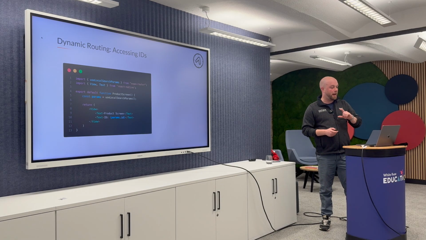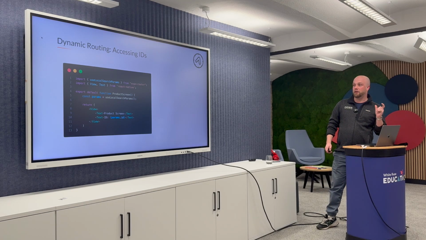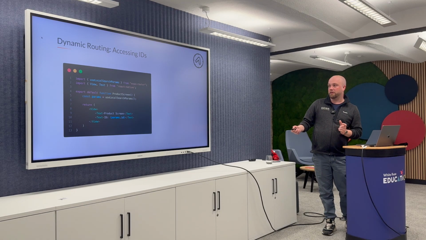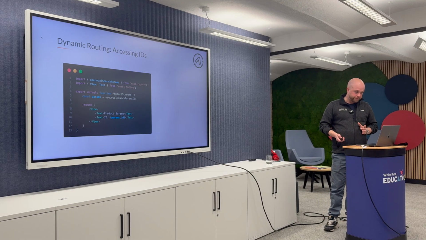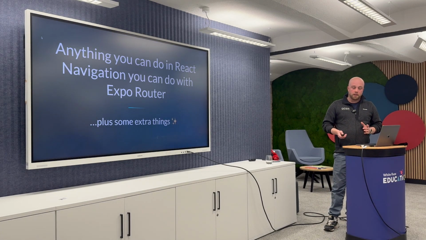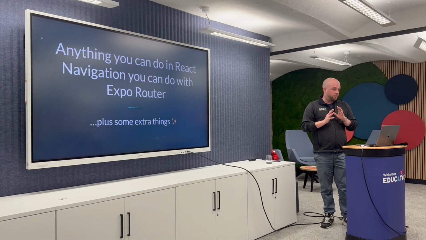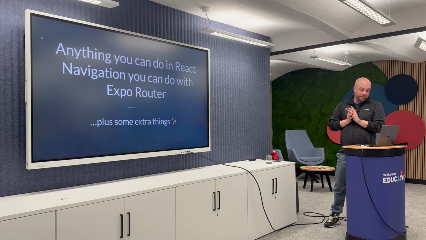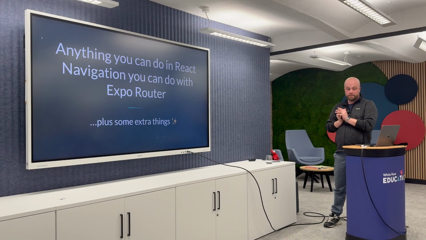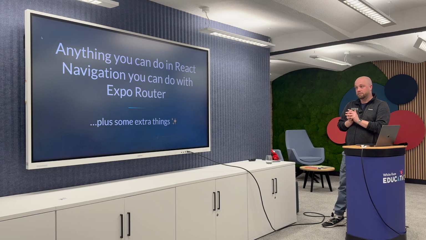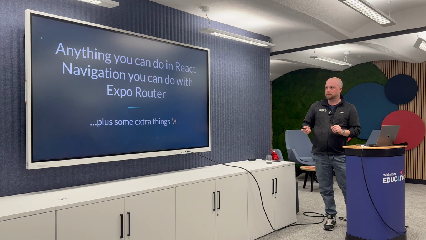And inside this dynamic route, I can access the ID by using that hook, useLocalSearchParams. So there I am. I can see the product ID on the screen. So the thing to bear in mind is Expo Router is built on top of React Navigation. So anything you can do in React Navigation, you can do with Expo Router. However, you get some extra things, sparkle, sparkle.